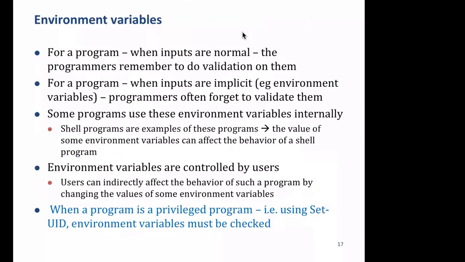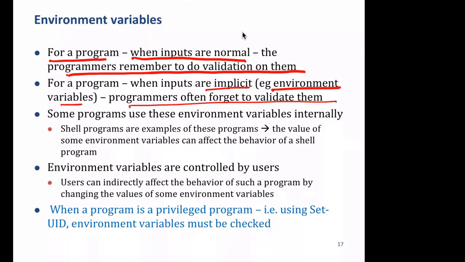So now the question is that when you write a program, when inputs are normal, you remember to do validation on inputs, because inputs are coming. Of course, not many programmers are careful, but you being a good programmer will always check what values the input can take and so on, right? However, there are some implicit inputs like environment variables that programmers often forget to validate.